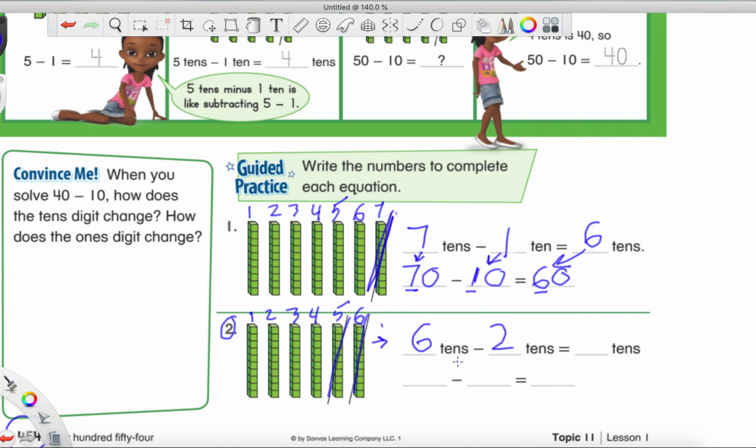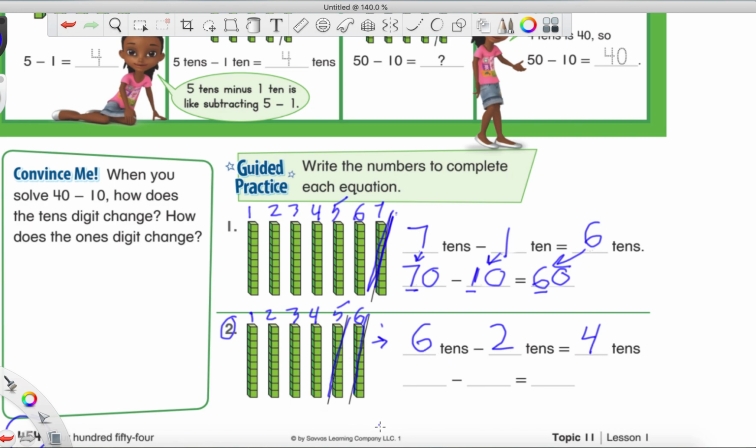So 6 tens minus 2 tens, how many do we have left? Well, if you numbered them like I did, you see that the last number that we have, the biggest that was not crossed out, is 4. So we have 4 tens. So now we know that 6 tens minus 2 tens is 4 tens.